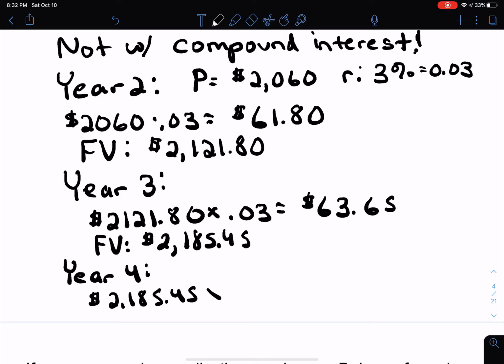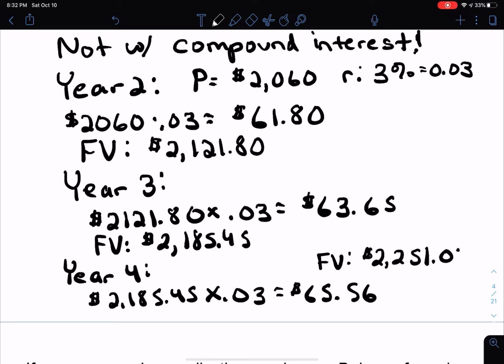21.85.45 times 0.03. You get $65.56. So see how the interest is starting to climb now? So the future value for that one, $2,251.01.